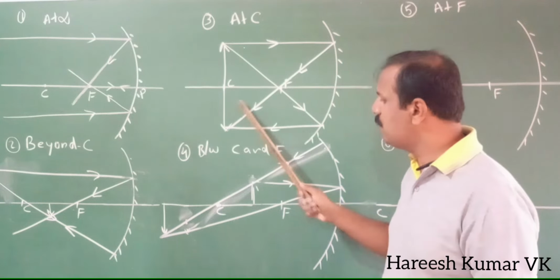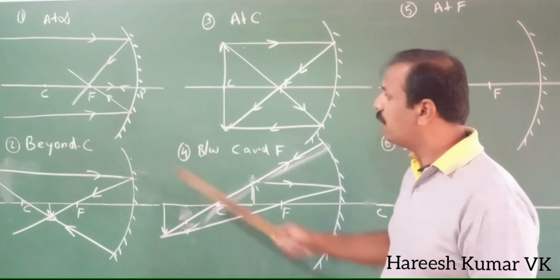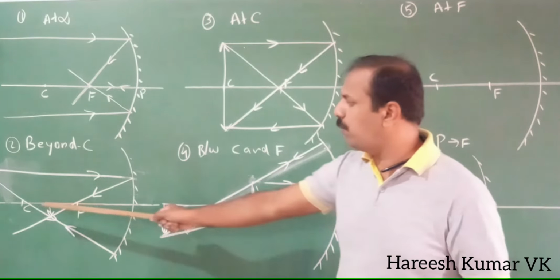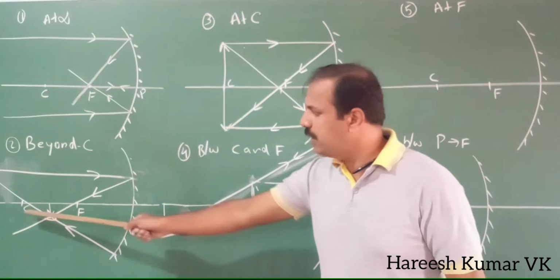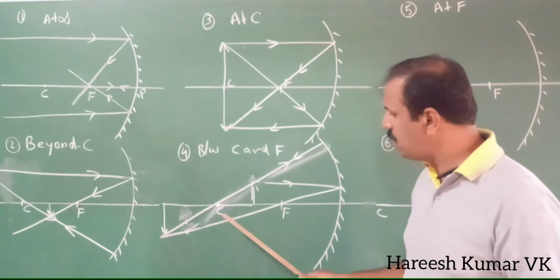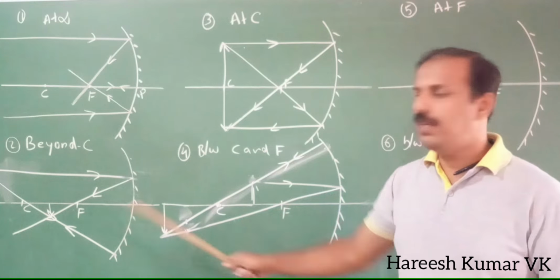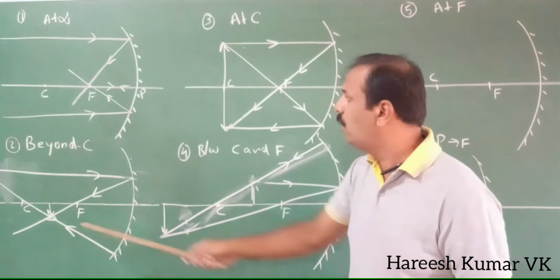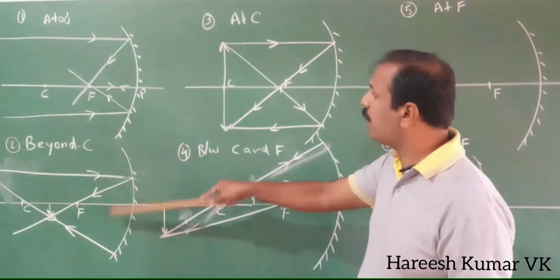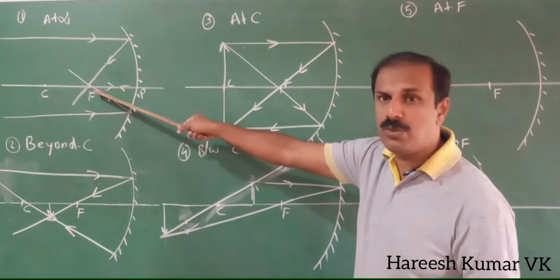And at C means this is again at C. Now you see here, this is just the opposite of that one. That is, when the object is beyond C, the image is between C and F. When the object is between C and F, the image is beyond C. So these two are just opposite. Okay. Now this is there, and what should come for the next? It should come opposite of this one.